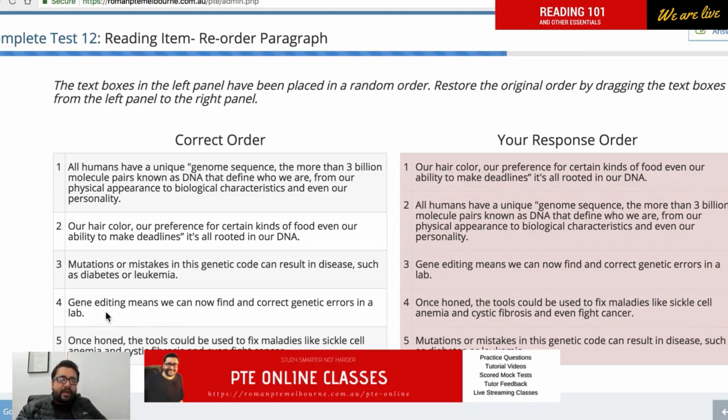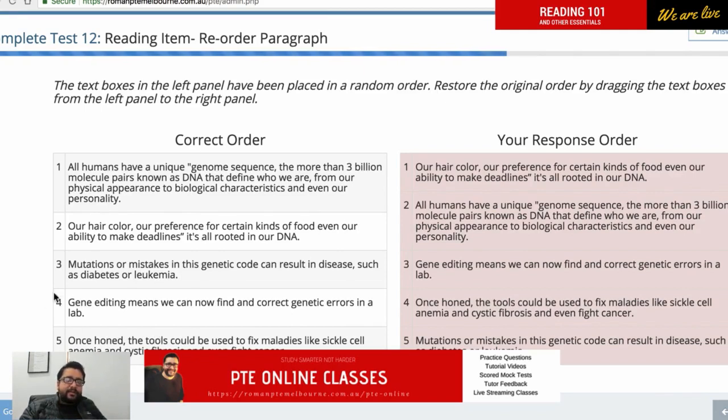So since we can now edit genes, we can also get rid of these problems. And once on, the tools could be used. Now, which tools they're talking about? We all know that just saying tools and saying the tools has a big difference in terms of the meaning. When I say the tools, I'm talking about some specific tools I mentioned in the previous sentence. If we go back to the previous sentence, gene editing means we can now find and correct genetic errors in a lab. Once on, the tools could be used means the tools to edit genetic errors could be used to fix maladies like this, this, and this.